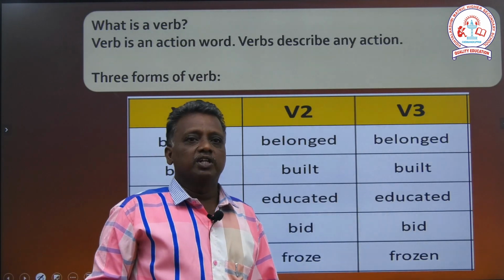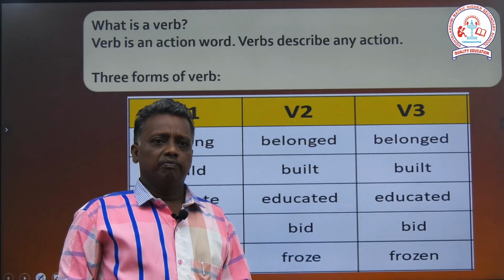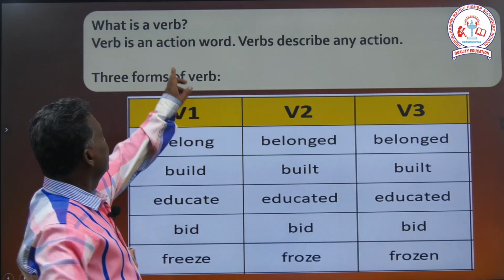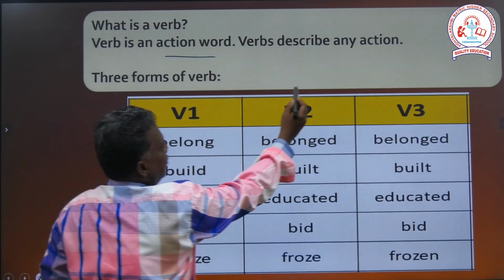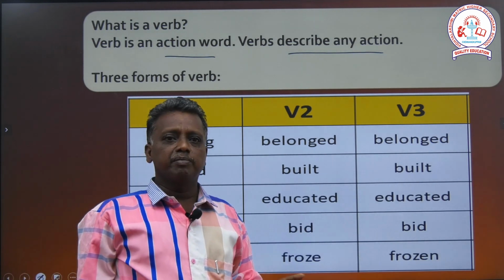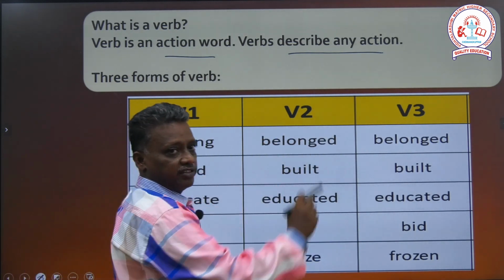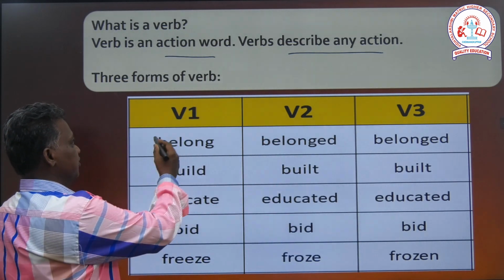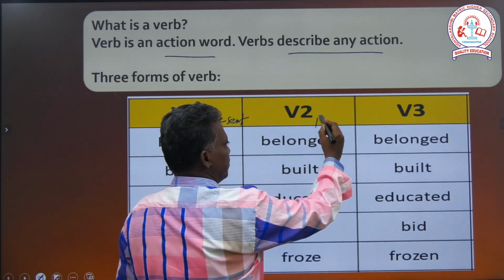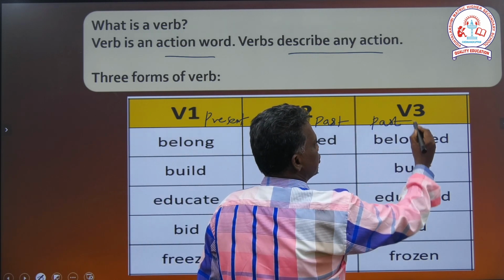So here, when we talk about the verb, what is a verb? Verb is nothing but an action word. We do a lot of things. All the things are expressed by verbs. Verb is an action word. Verbs describe any action. And there are 3 forms of the verb. Any verb you take, there are 3 forms. The 3 forms are important. We say the forms V1, V2 and V3. Or in other words, this is present tense, this is nothing but past, and this is past participle.